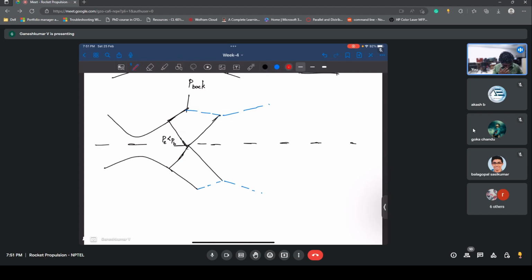Okay, so yeah, let's forget this also. Now we know P_E is less than P_B, but it cannot withstand a normal shock, so I put an oblique shock. Okay, so now what happens? The reason to put an oblique shock is to match the back pressure, right? So my P_E becomes P_B here.